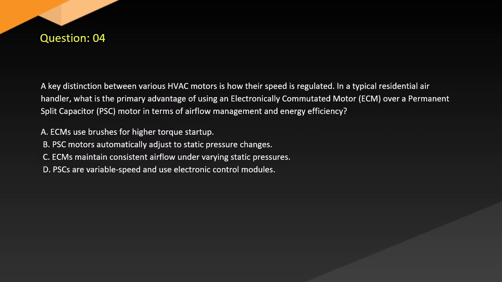Question 4. A key distinction between various HVAC motors is how the speed is regulated. In a typical residential air handler, what is the primary advantage of using an electronically commutated motor, ECM, over a permanent split capacitor, PSC, motor in terms of airflow management and energy efficiency? A. ECMs use brushes for higher torque startup. B. PSC motors automatically adjust to static pressure changes. C. ECMs maintain consistent airflow under varying static pressures. D. PSCs are variable speed and use electronic control modules.